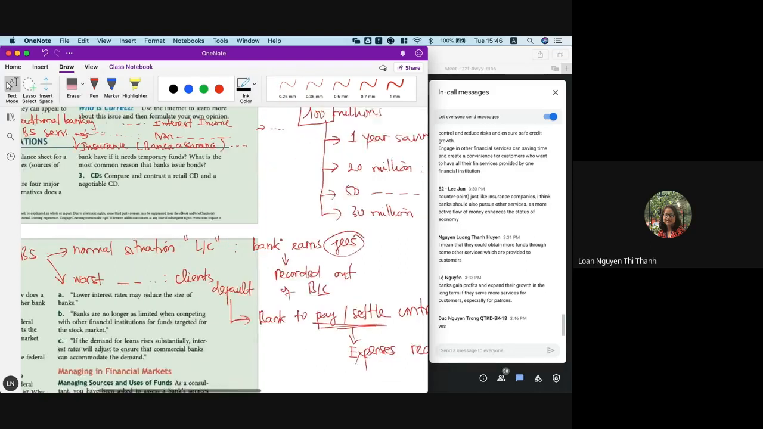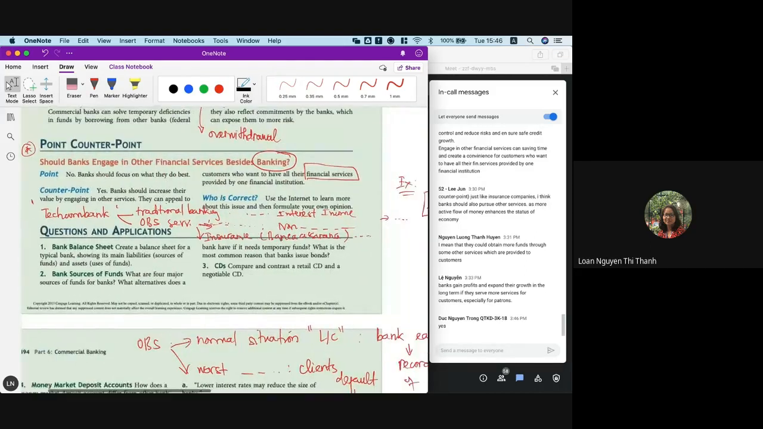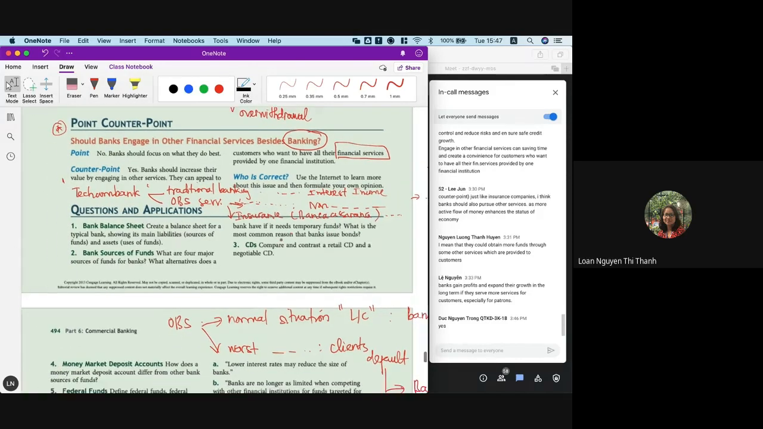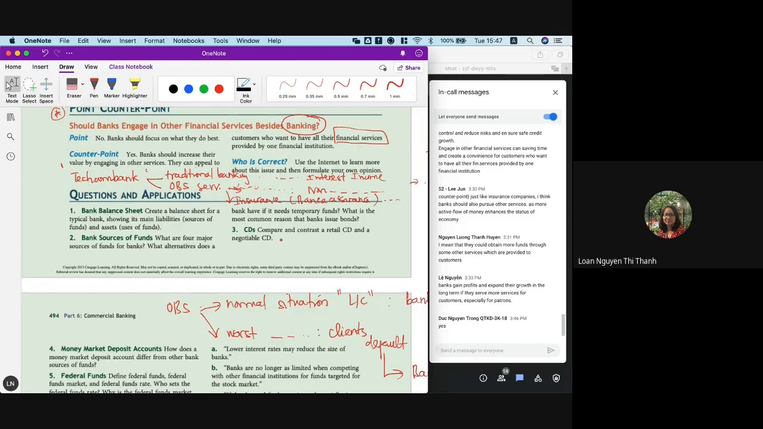So in these questions, we favor more the counterpoint. They can, right? If those services generate profit rather than excessive cost by exposing or taking more risk. Okay, risk involved. So point, counterpoint.